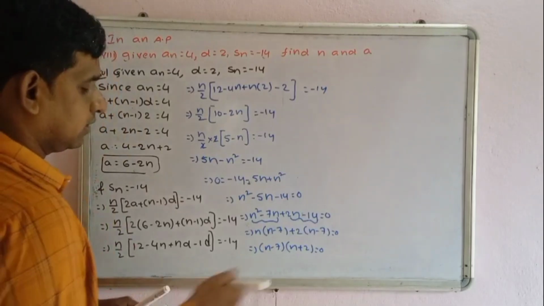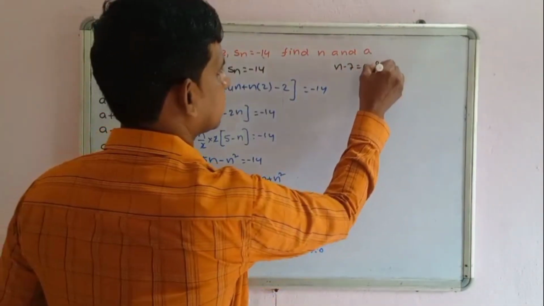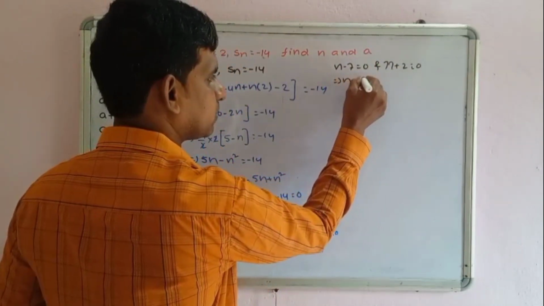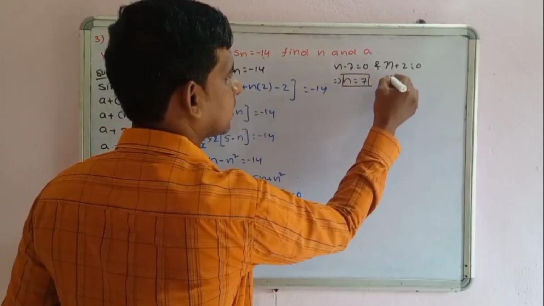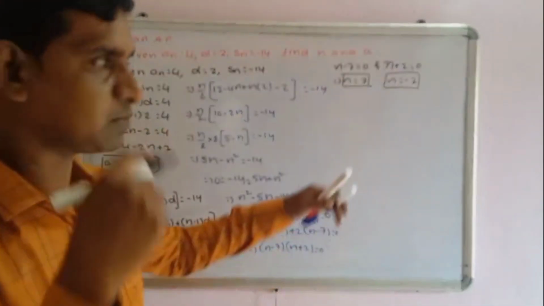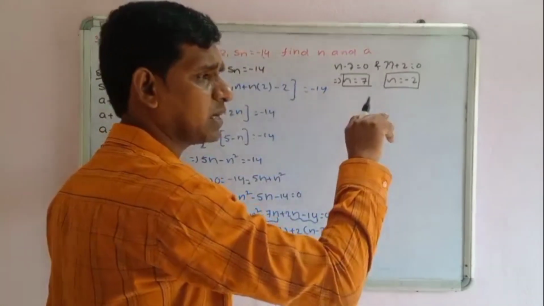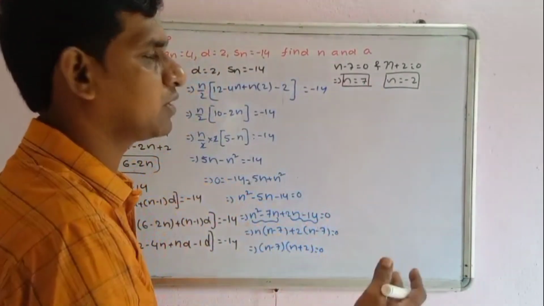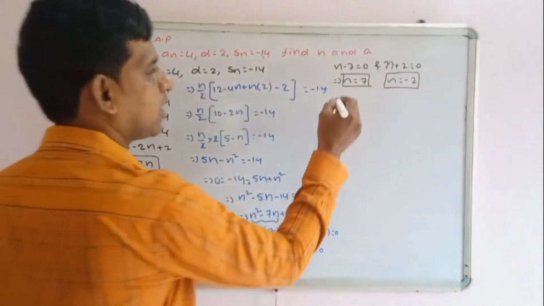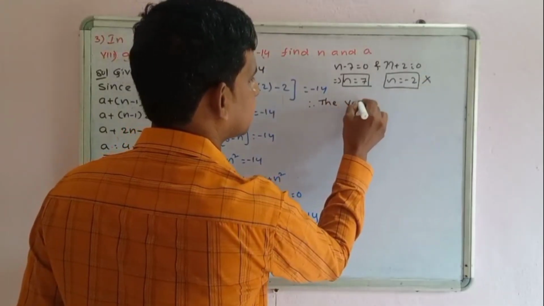Now n minus 7 equals 0 and n plus 2 equals 0. n minus 7 equals 0 means n equals 7. Here n equals minus 2. n equals minus 2 is not possible because n must be a natural number, a positive number. It is a 7th term, 5th term, 6th term; it is not possible to say a minus 2 term or minus 4 term. Therefore the value of n is 7.